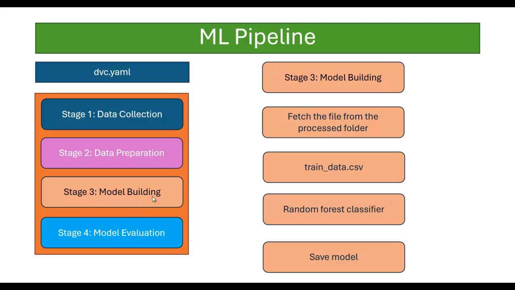After making stage 3 model building, we will create stage 4, which is model evaluation. So in this particular stage, which is our final stage, we will evaluate our classifier using accuracy, precision, recall, and F1 score. So now let's jump to VS Code and let's create our stage 3, model building.